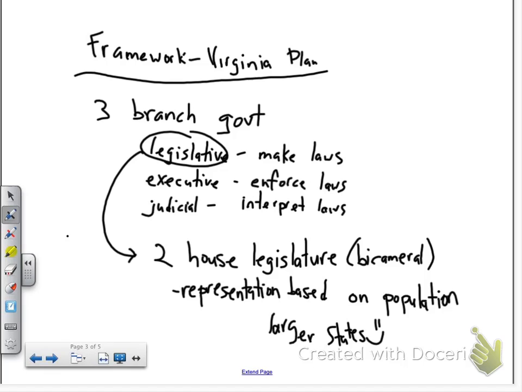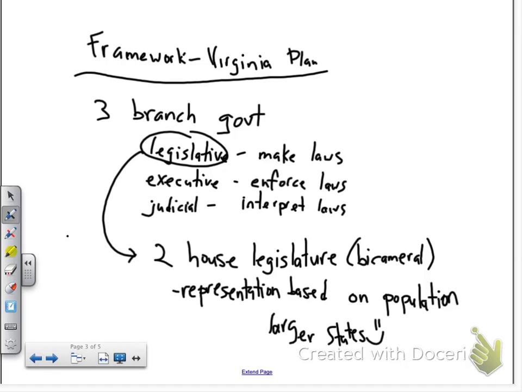The larger states were happy about this. They liked it. Then they threw out the New Jersey plan, which satisfied the smaller states. They voted on which plan would be the framework. Boom, bam, the Virginia plan is the framework. But they continued to debate about that whole idea of representation, and they formed a smaller committee to come up with a compromise.